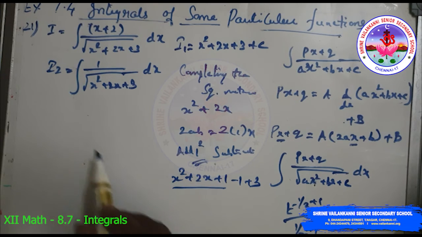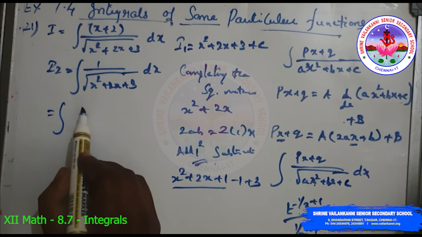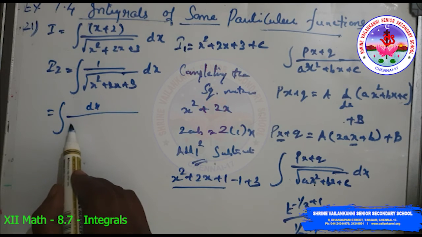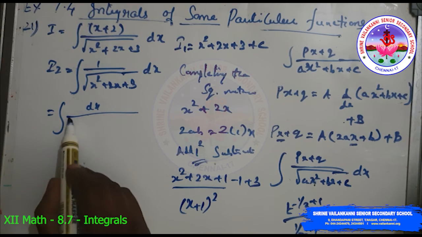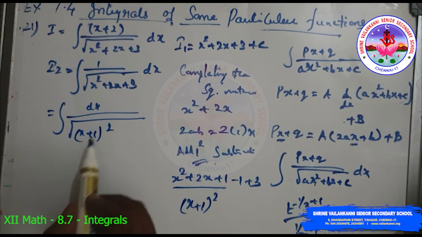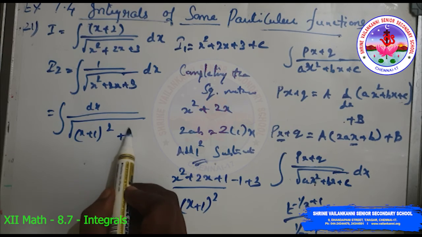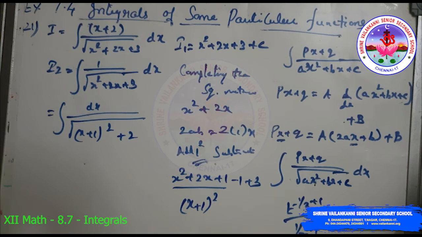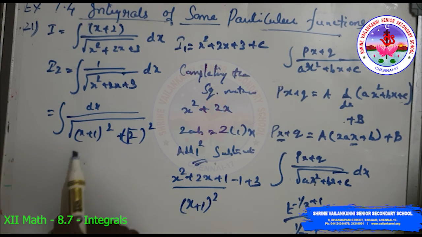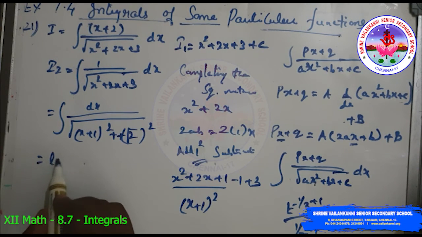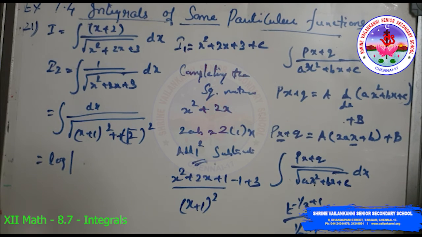So we are writing this as the integral of dx by root of x square plus 2x plus 1, which we can write as x plus 1 whole square. So root of x plus 1 whole square minus 1 and plus 3 is plus 2. So we can write 2 as root 2 whole square, so that we can use the dx by root of x square plus a square formula, which is equal to log of x plus root of x square plus a square plus c.